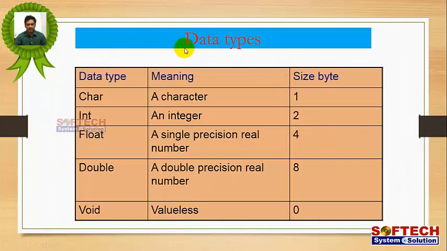In the C language, what are data types? Without data, the computer cannot process anything. The input of a computer is data. The output of a computer is information. So another name for the computer is a data processing machine.